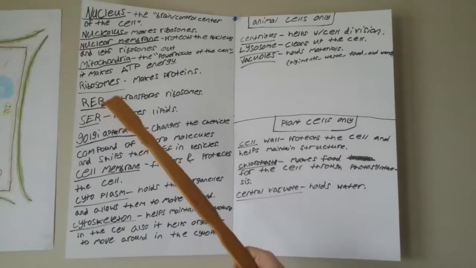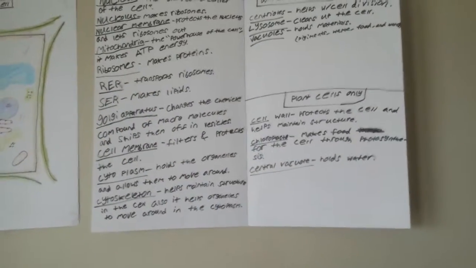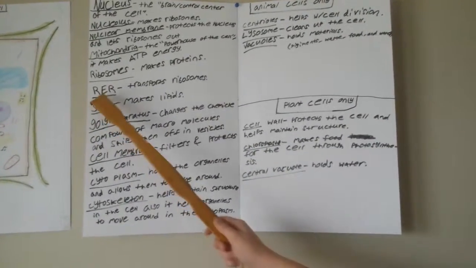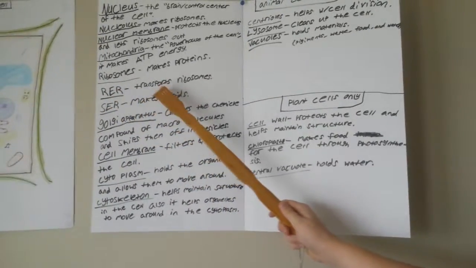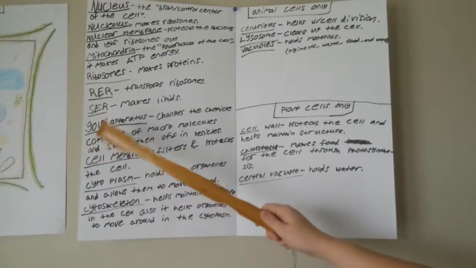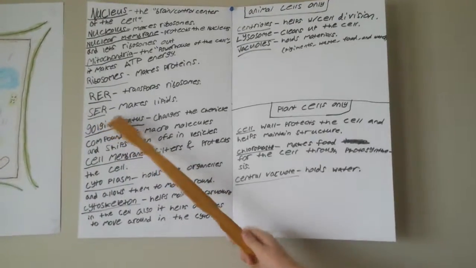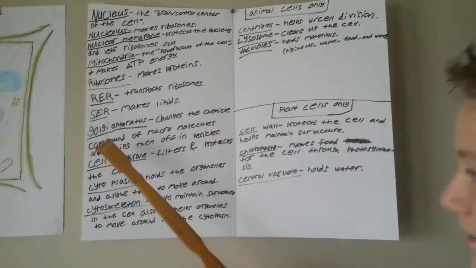Ribosomes, those are those little black dots, they make proteins. They're also made out of protein. The rough ER, or the rough endoplasmic reticulum, transports ribosomes, usually to the Golgi apparatus. The smooth ER, or the smooth endoplasmic reticulum, makes lipids, and it's more of a tubular shape.